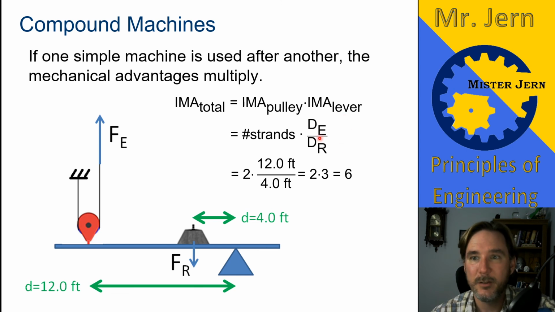That's it. So the number of strands for the pulley, there's 2 strands, and the effort distance divided by the resistance distance of the lever. Okay, and it turns out you multiply those two together, and in this case you just get the mechanical advantage of 6.